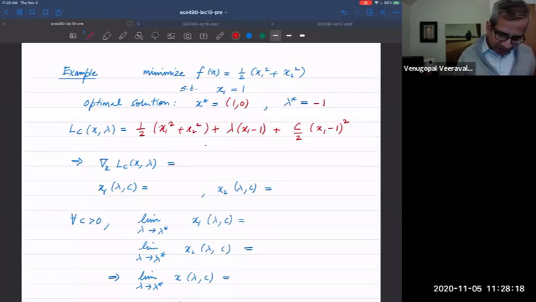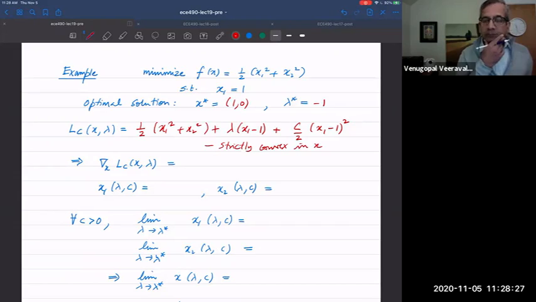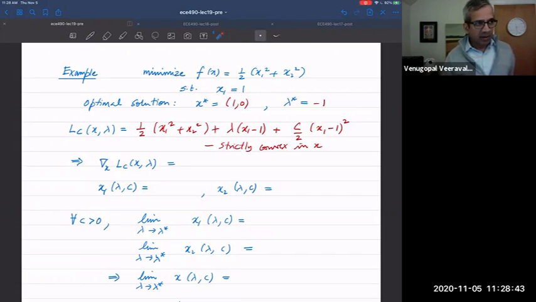This function is strictly convex in x. Again, you can easily see that by looking at the Hessian. The Hessian of this term is the identity matrix. And the Hessian of the other term is just going to be (1, 0). You add that to the identity and still have a positive definite matrix. So this is strictly convex in x.